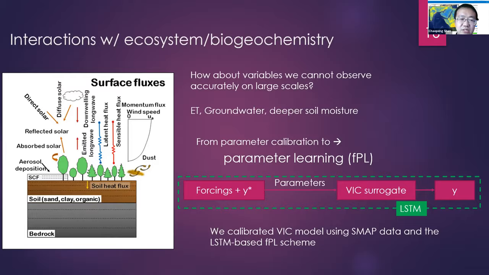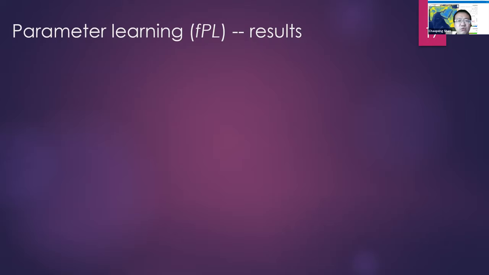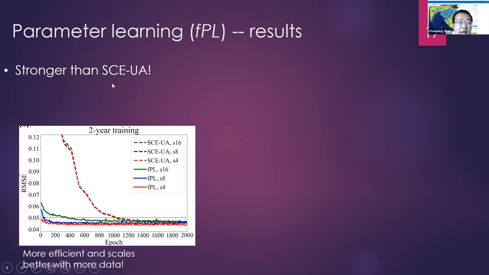Okay, and we presented some of these results at AGU actually. We're now running so many other experiments to thoroughly validate that we're getting this correctly. So this is about to be submitted very soon, but with the very fresh results, when we first presented, we actually get stronger calibration results than the shuffled complex evolutionary algorithm. It's almost unbelievable, and I couldn't believe this in the beginning.